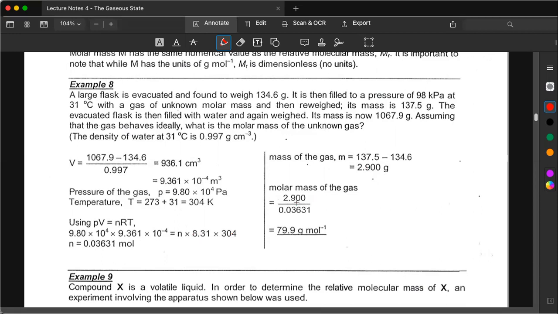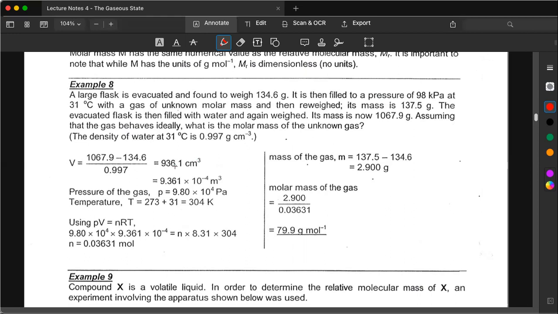So using this, we find out the molar mass. Molar mass is mass divided by number of moles, but we need to know the mass. The mass of the gas was 137.5 minus this, because the large flask was first weighed to be 134.6. So that was the mass without the gas added. And after the gas was filled in the flask, the mass was weighed to be 137.5. So the difference will be the mass of the gas.